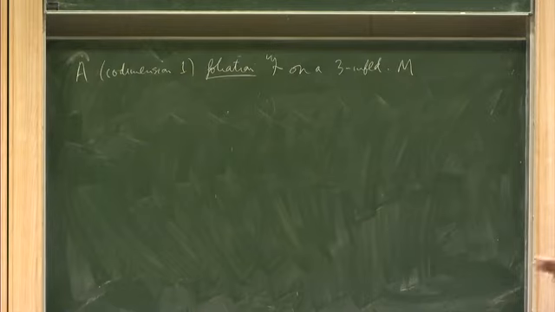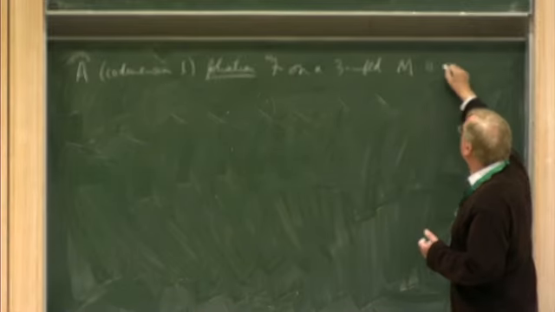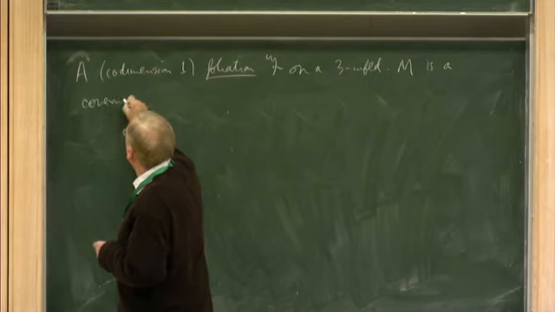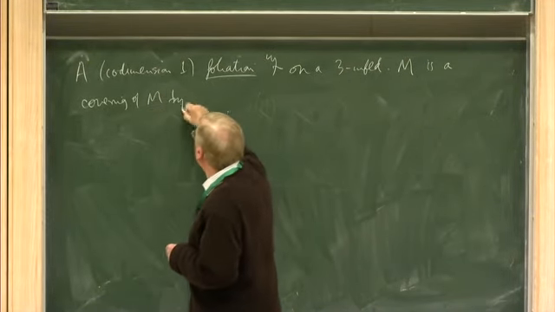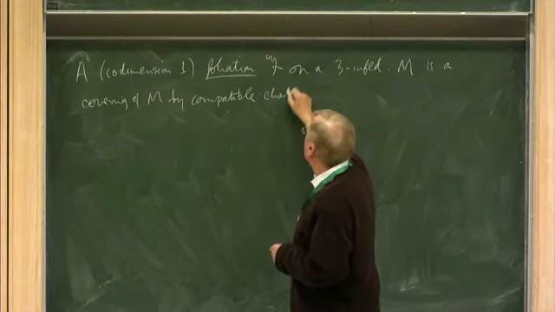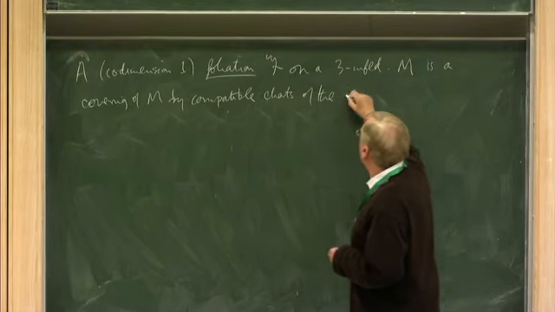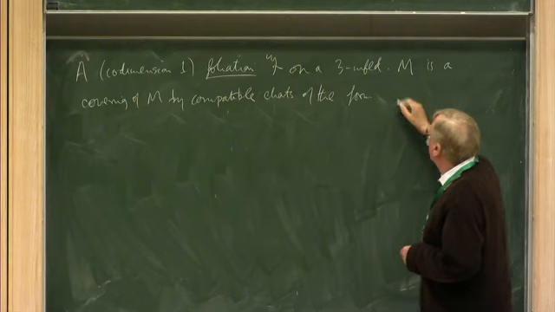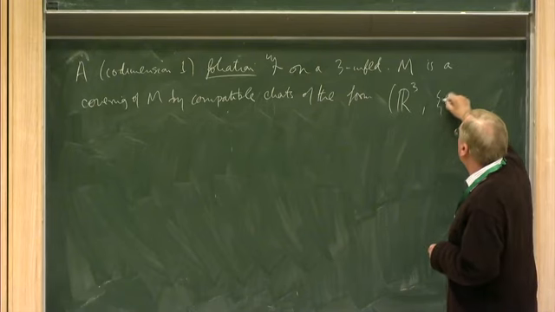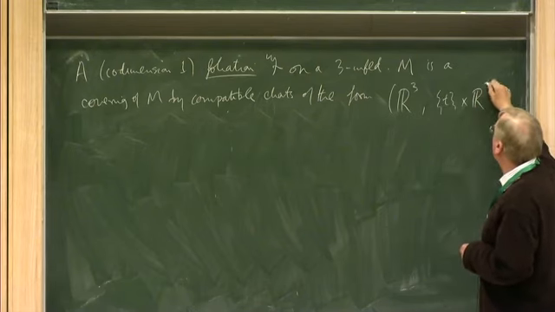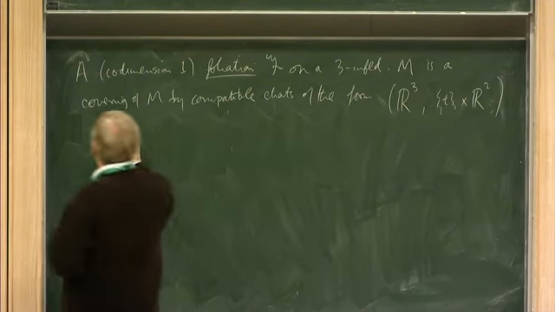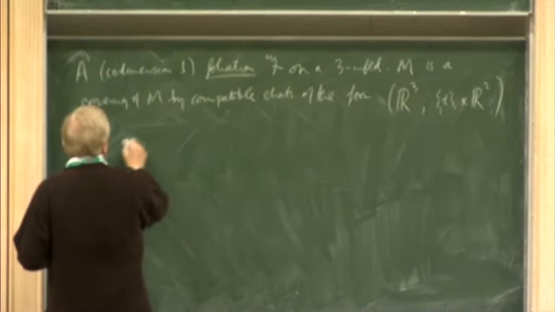Well, again, without going into too many technicalities, it comes from a covering of M by compatible charts of the form, I mean, the charts, of course, are R3, but then you have these. So you just have this foliation of the charts by horizontal planes.